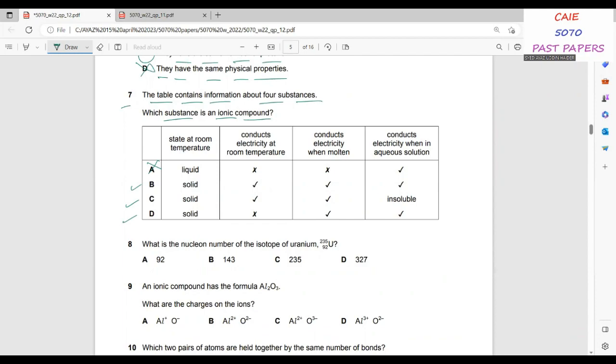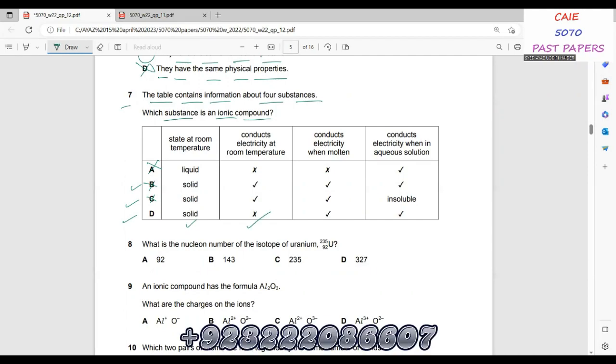What about the conductivity? In B and C, they have mentioned that solid ionic compound conducts electricity at room temperature. So automatically these two will be wrong. D is correct. You see, state is solid, correct. Conducts electricity at room temperature, no, correct. Conducts electricity when molten, this is correct. Conducts electricity when in aqueous solution, this is also correct. So D is the right choice.